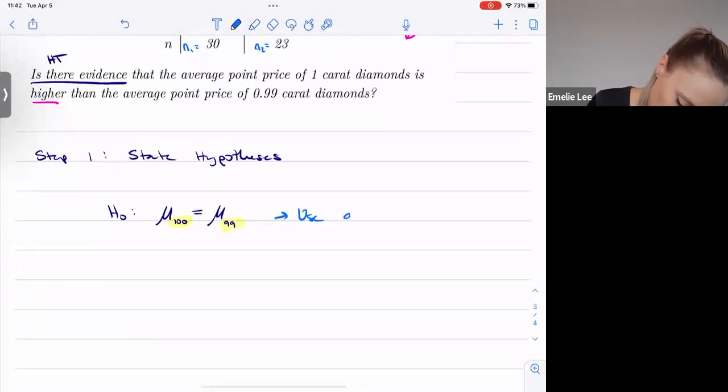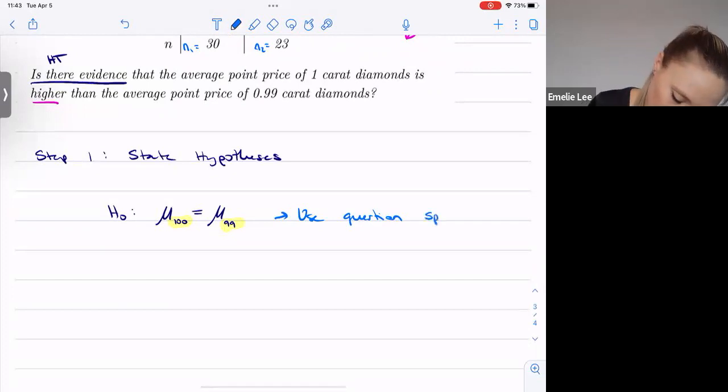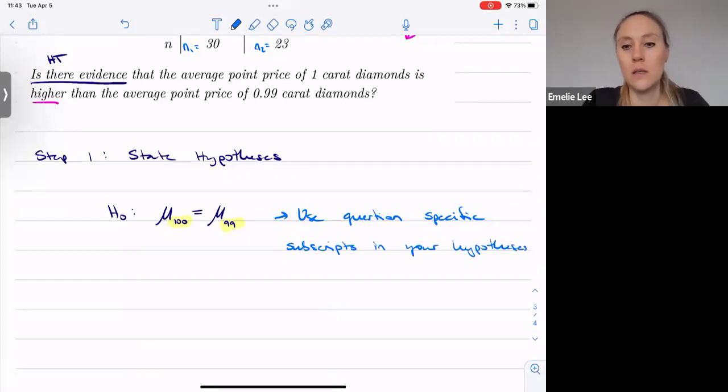And I'll say use question-specific subscripts, at least in your hypotheses. When you're writing out your formula, it can be a little bit boggy, so you don't have to, and I usually forget to, right? But for your hypotheses, you should be really clear about what you're saying. So use question-specific subscripts in your hypotheses. Okay.